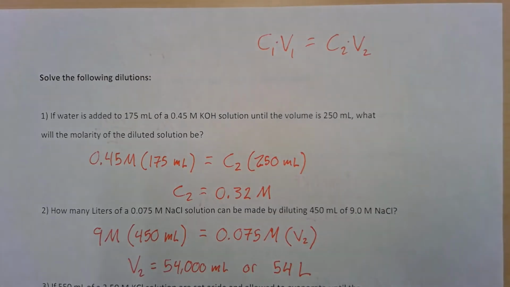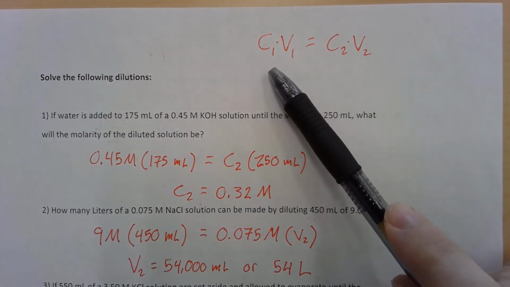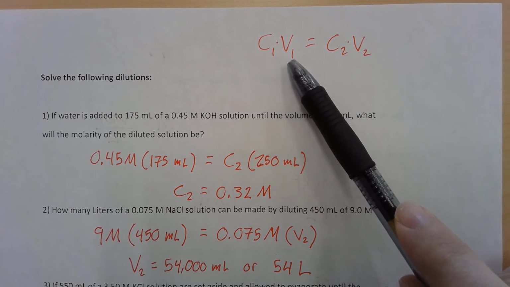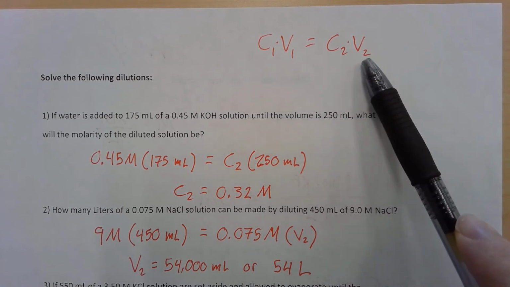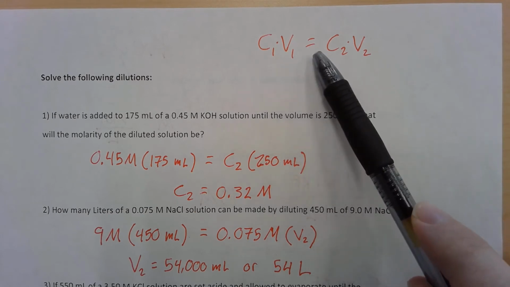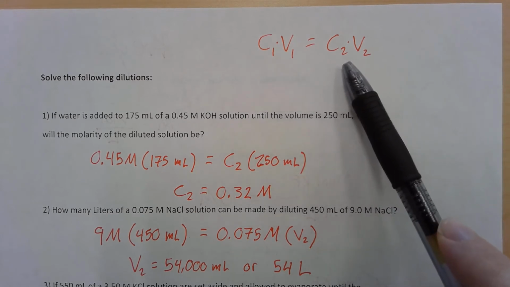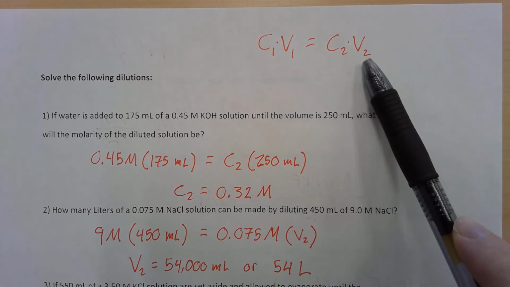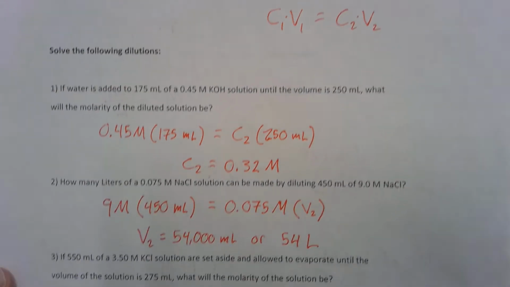Alright, on the back of this page we have dilutions, and what you need to know for these is this equation, C1V1 equals C2V2. So concentration 1 times volume 1 equals concentration 2 times volume 2. Alright, so number 1.